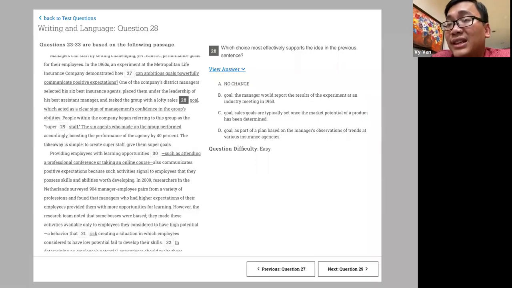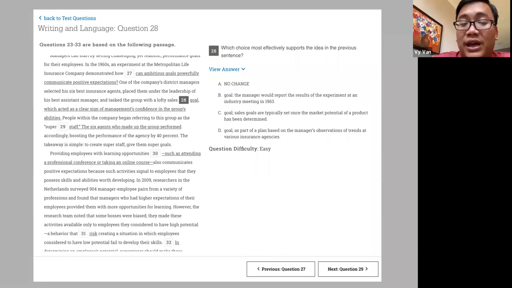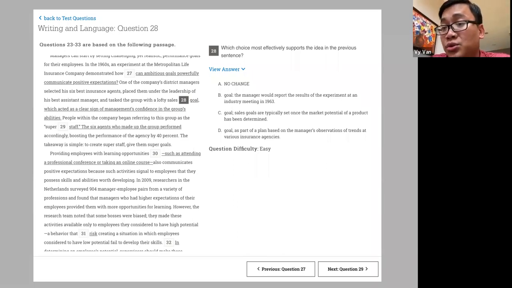So number 28, which choice most effectively supports the idea in the previous sentence? So this is also a relevancy type question. That means you choose whatever is relevant to the idea in the previous sentence. So what do you read first? You read the previous sentence, okay? So what is the previous sentence?